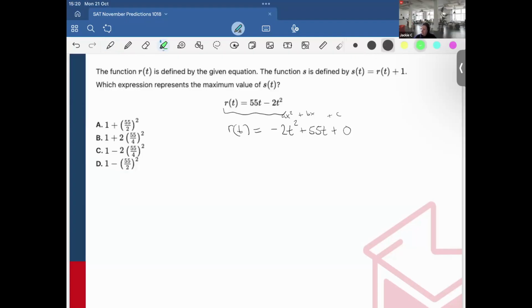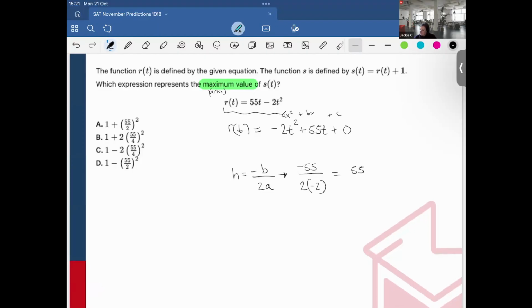And if I ever want to find the maximum, aka the vertex, the x-coordinate of the vertex, I can do h is equal to negative b divided by 2a. So in this case, it would be negative 55 divided by 2 times negative 2. So this would actually result in having a maximum x-coordinate at 55 over 4. So important, this is my x value, and I'm asked for the maximum value of s of t. So first I want to find out what the y value is when x is at 55 fourths.